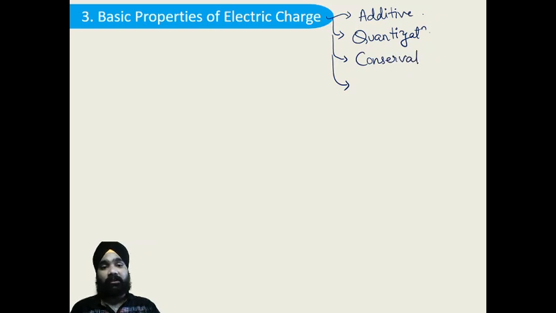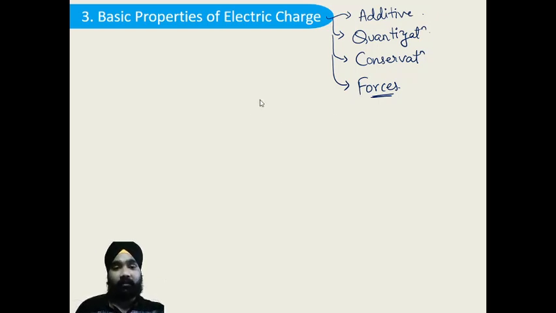That means charges can neither be created nor be destroyed. They can be transferred from one body to another body while the total charge in the system will remain constant. And the fourth one, we are going to study about the forces of the charge. This is one of the properties: opposite charges attract each other while similar charges repel each other. This we are going to learn in these four properties. So let us understand the properties one by one.